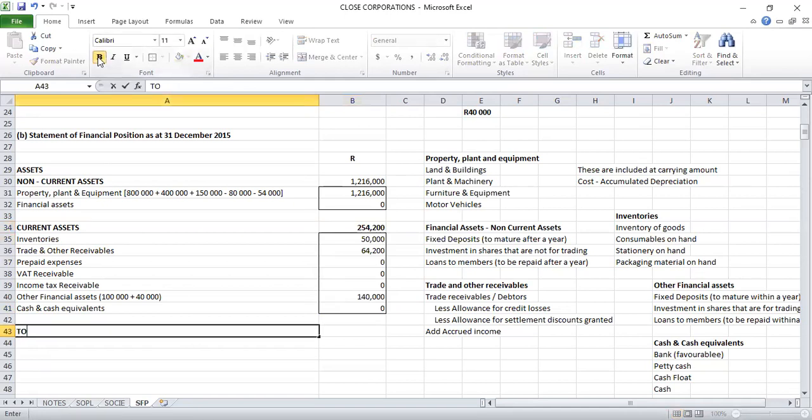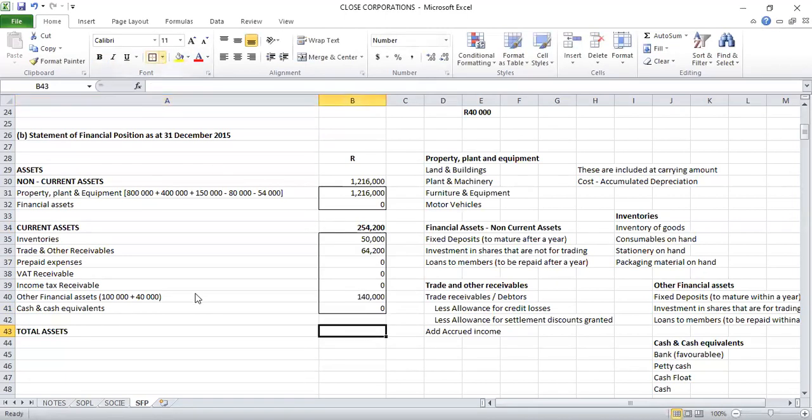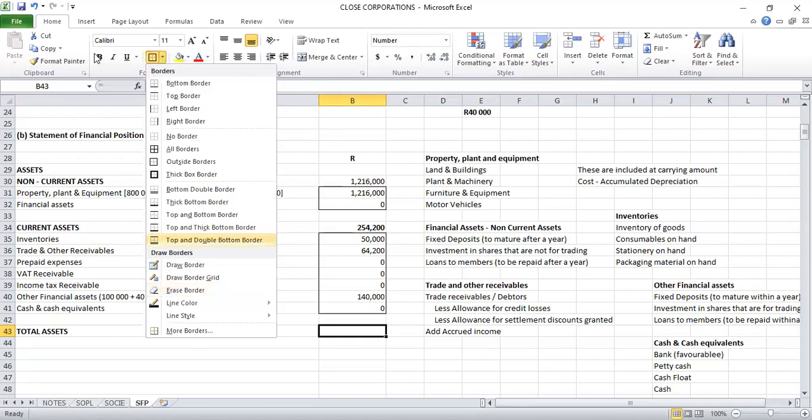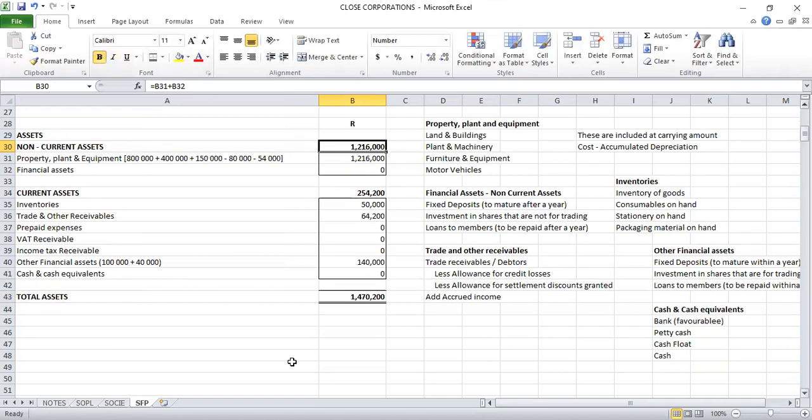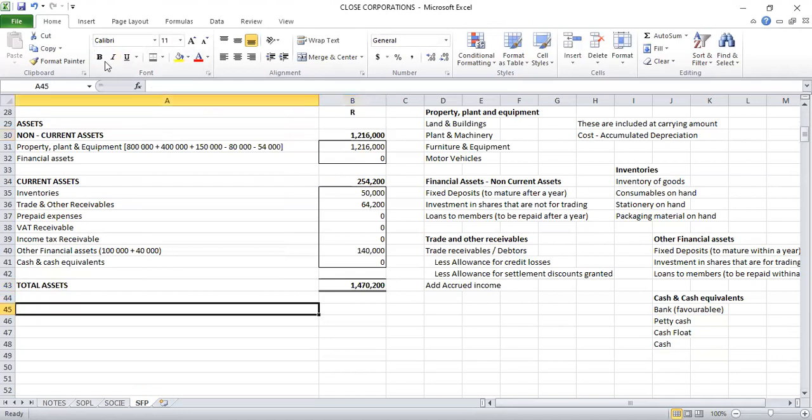Then we'll have our total assets. We add the non-current plus the current. Then we'll have our equity and liabilities.